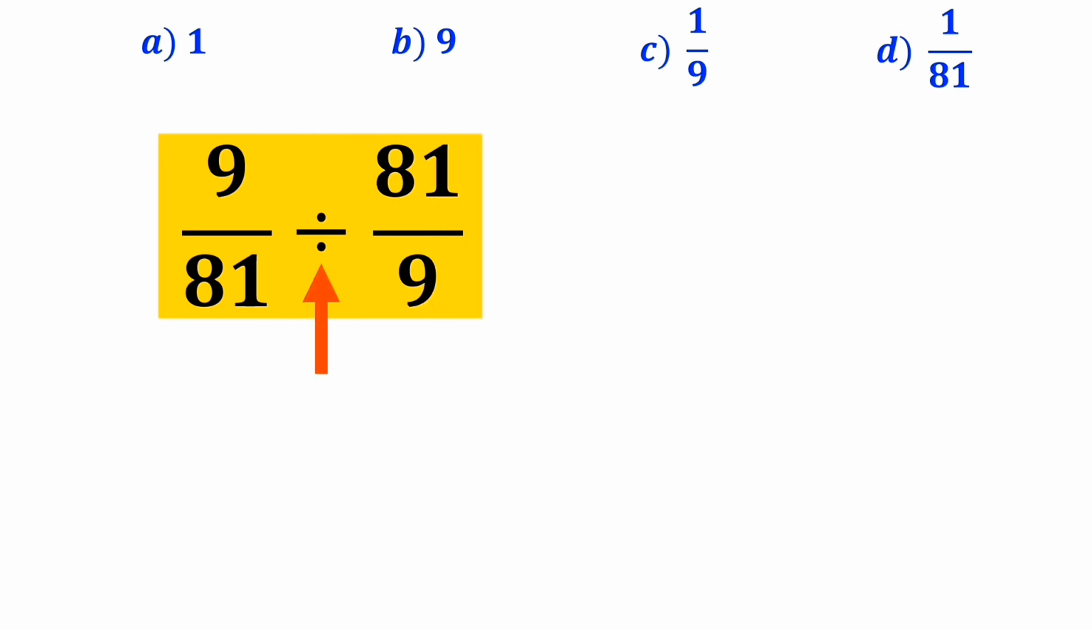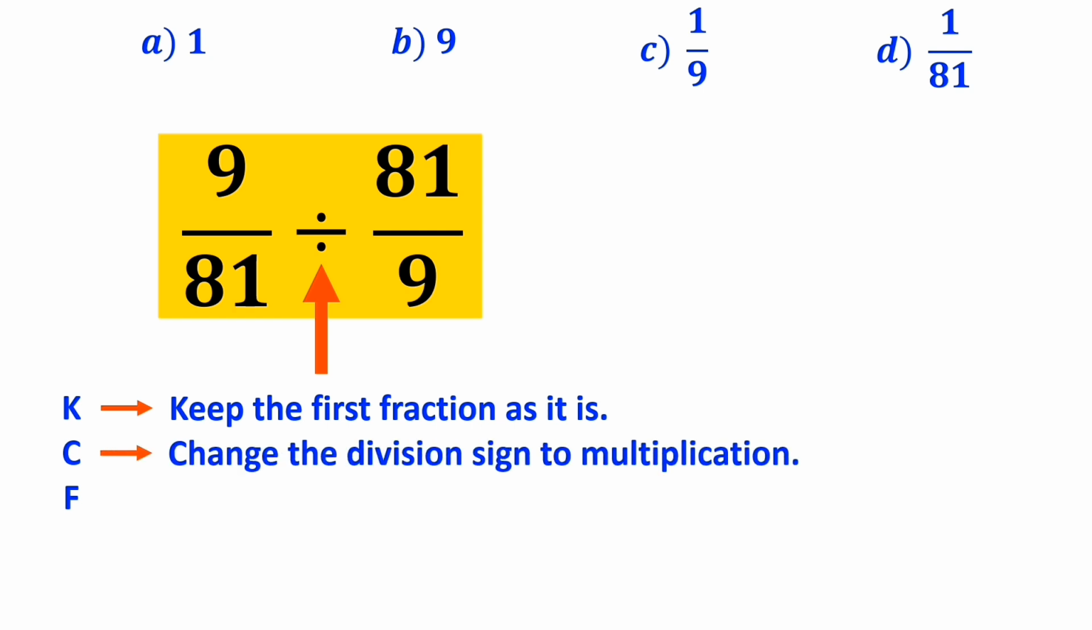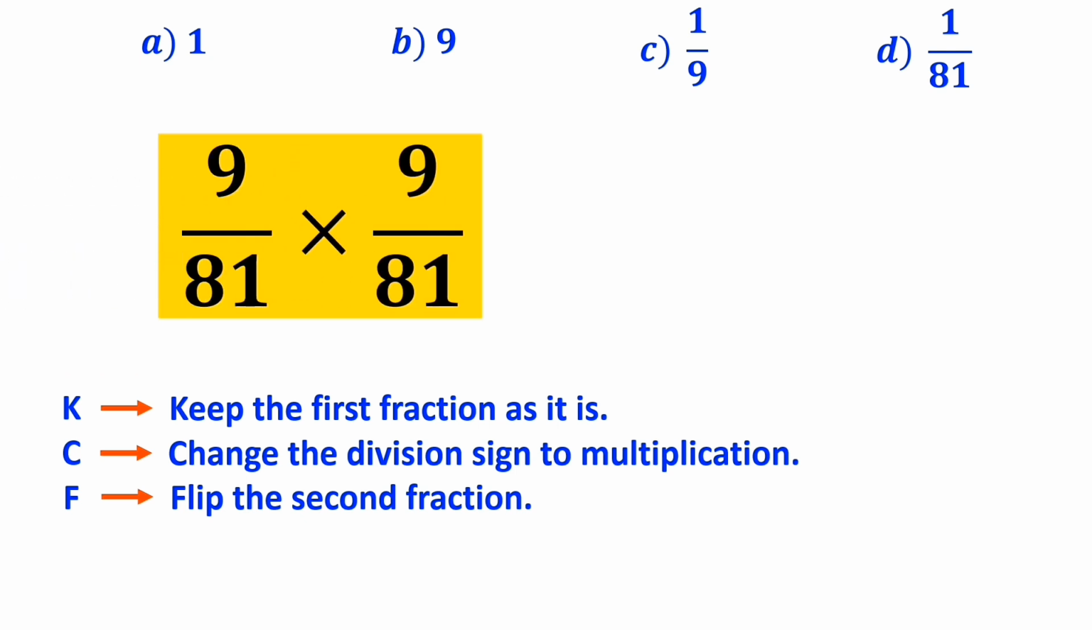Whenever we are dividing two fractions, it's best to apply the KCF method. In this method, K means keep the first fraction as it is. C means change the division sign to multiplication. And F means flip the second fraction. So, we replace the part that I've highlighted in yellow with 9 over 81 multiplied by 9 over 81.